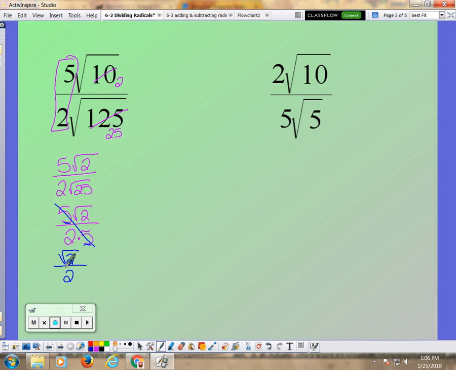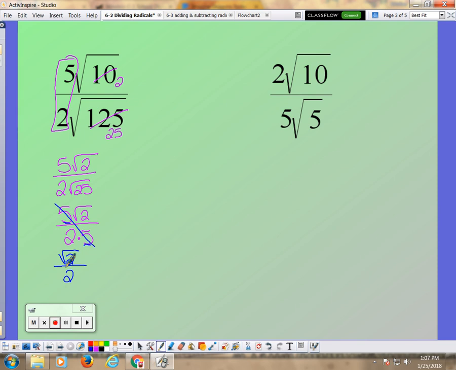Now the square root of 2 on top and the 2 on the bottom cannot be reduced because one's inside a radical and one is not. And as we've talked about in the past, they must both be in the same location. So insides to insides, outsides to outsides.